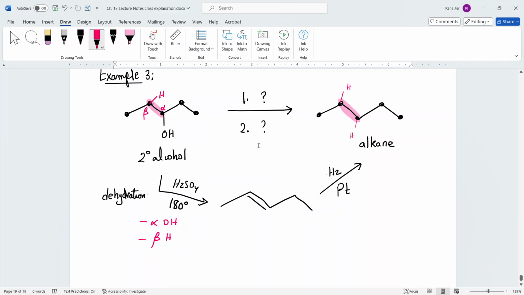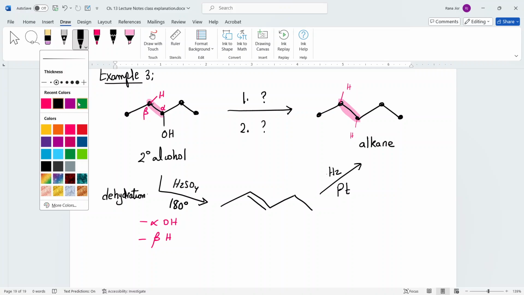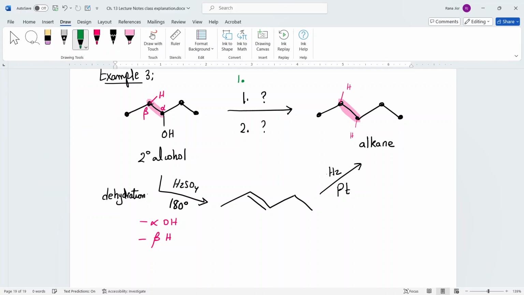The two steps that I used: step number 1, let's draw those. Step number 1, I used sulfuric acid in presence of a high temperature. And the second step, I used hydrogen in presence of Pt. And there you can put a comma instead of the slash, and that is going to be Pt. And these are the two steps or two reagents that are required to go from the secondary alcohol into an alkane.